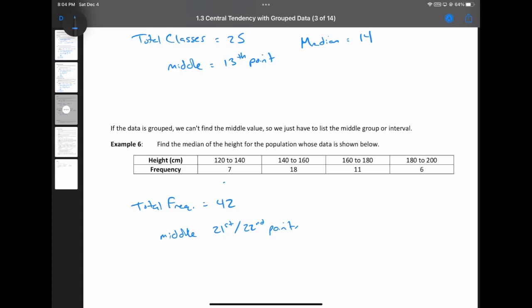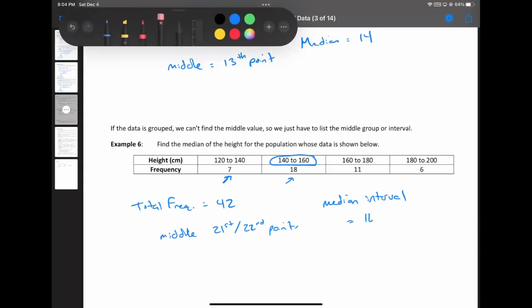Well, the 21st number, the first 7 are going to be there. This is the next 18. We've already counted 25 of the numbers. And that means that our 21st and 22nd numbers are both going to be in this interval. And so I can say that the median interval is 140 to 160.